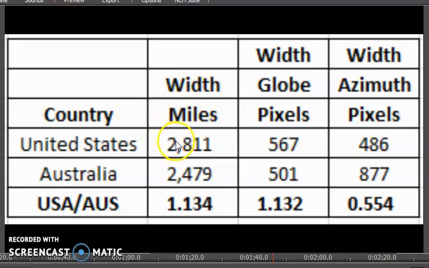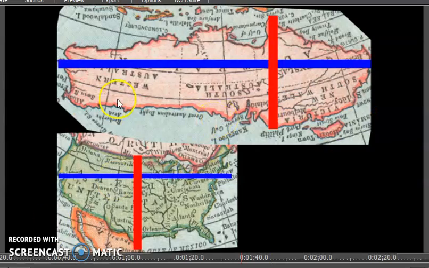So the width of the United States, 2811 divided by 2479 is 1.13. The width on the globe in pixels, 567 divided by 501, 1.13, about the same. However, the width on azimuth in pixels, 486 divided by 877, 0.554. And obviously, that is pretty apparent.